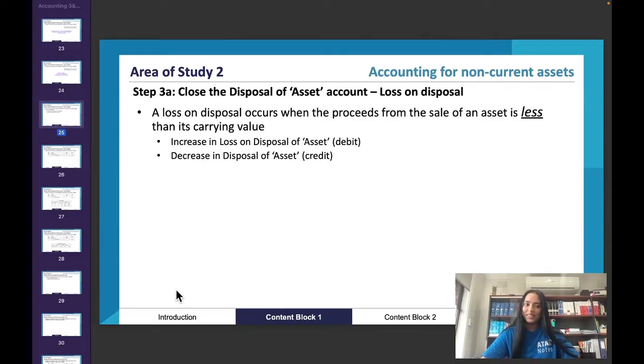So as I mentioned before, a loss occurs when the proceeds is less than the carrying value, and in order to record this loss, we need to increase or debit the loss on disposal of asset account and decrease or credit the disposal of asset account.